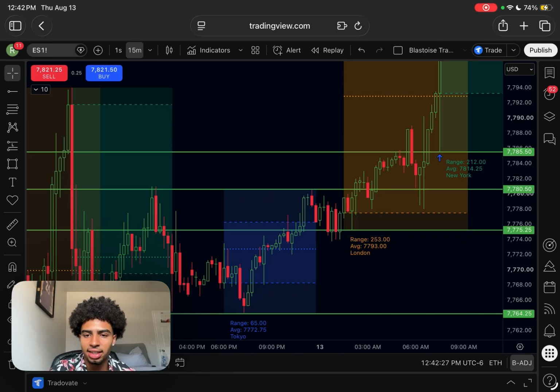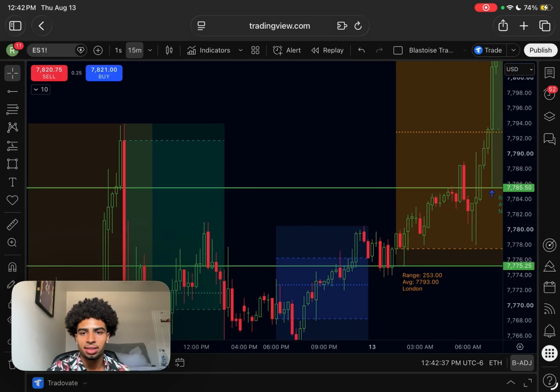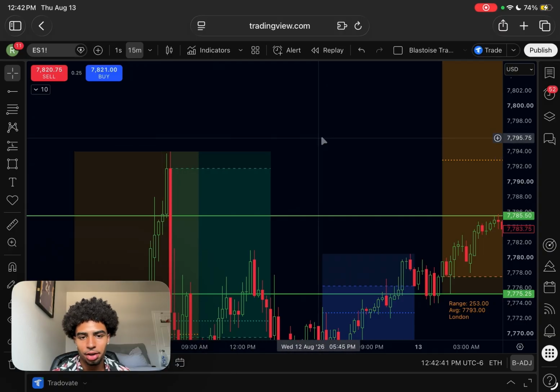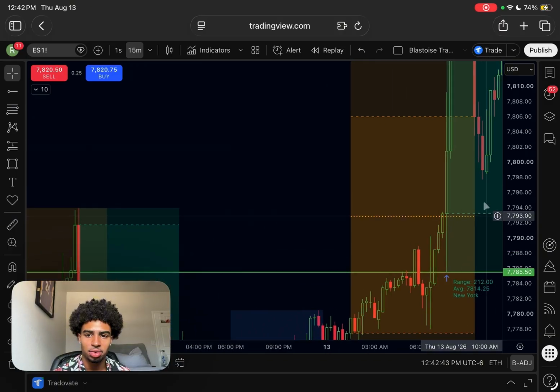as we can see, London session opened, it touched that zone, and it's invalid. At this point, it's invalid, right? Same thing with this one. You might think, will we mark this one out? No, because price already came up into it.